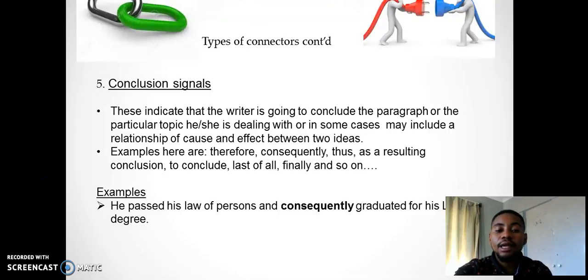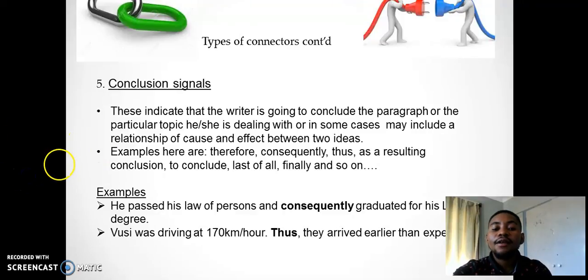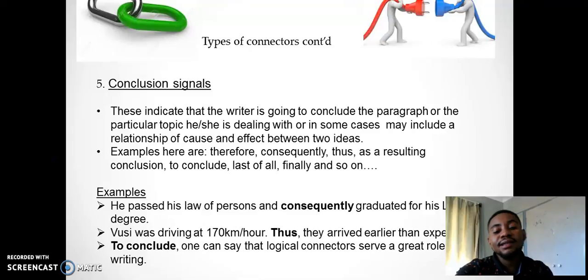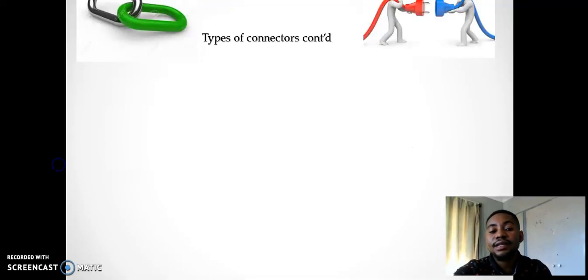Examples here are: he passed his law present and consequently graduated with his honors degree. Musi was driving at 170 kilometers per hour. Thus, they arrived earlier than expected. To conclude, one can say that logical connectors serve a great role in writing.